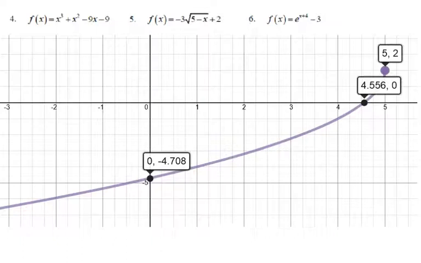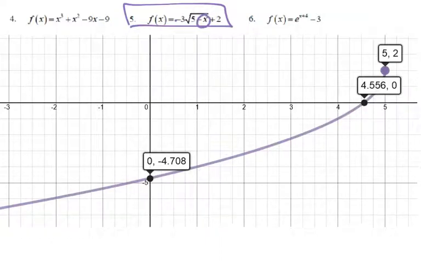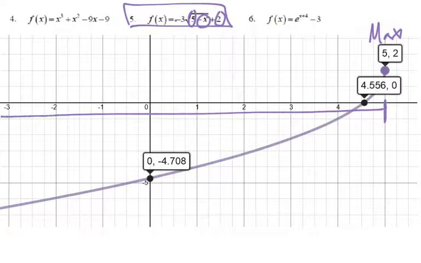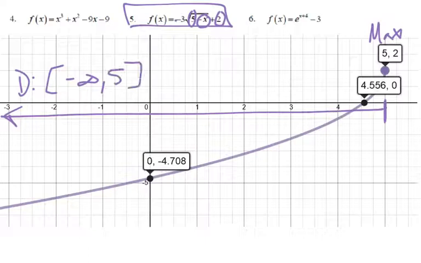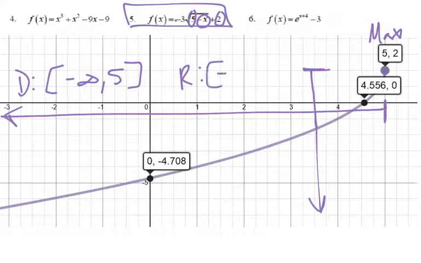So number 5, we're dealing with this square root. It's a negative square root, so we moved it down. It's a negative on the inside, so it reflected over the x and the y-axis. And we moved it to the right 5 and up 2. So a maximum here at 5, 2. There is no minimum. That's also going to affect our domain and range, because our domain won't go beyond that 5, but it'll keep going to the left. So domain would be negative infinity to positive 5. Range keeps going down until it gets up to 2, so from negative infinity up to 2.